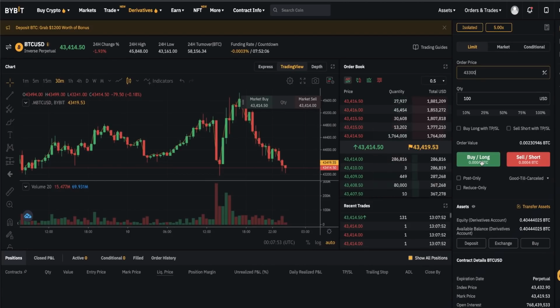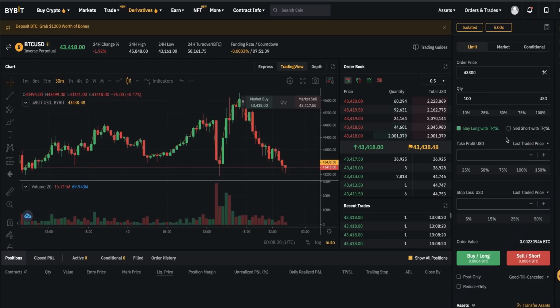That is longing. You want the prices to go up. Shorting, you want the prices to go down. So we'll go ahead and click on buy long here. So this is isolated 5x margin, a limit order at $43,300. I'm buying $100 in USD value, denominated in Bitcoin. You can see it's going to cost 0.0004 BTC.